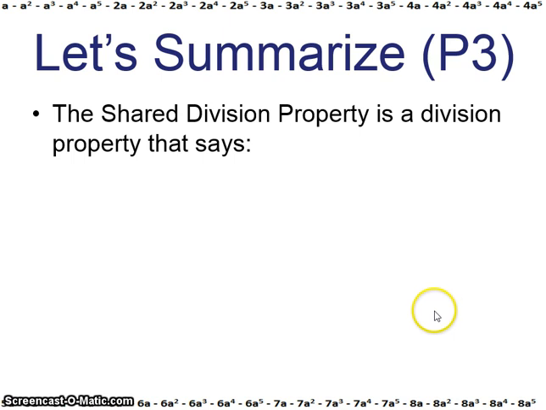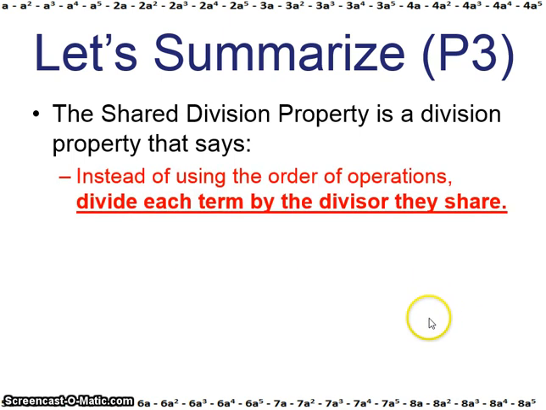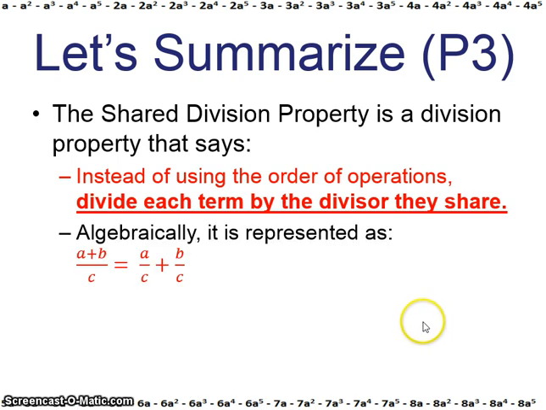The shared division property is a division property that states, instead of using the order of operations, divide each term by the divisor they share. So algebraically, it's represented by, if you have two terms being added, divided by the same divisor, it's equal to the first term divided by the divisor plus the second term divided by the divisor.